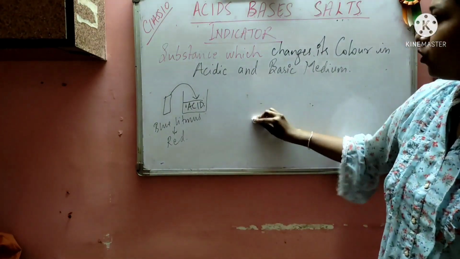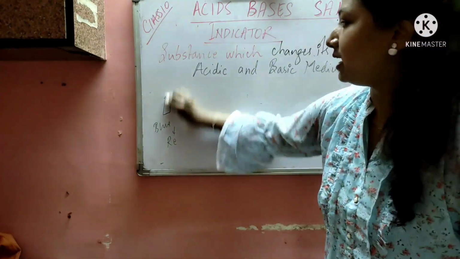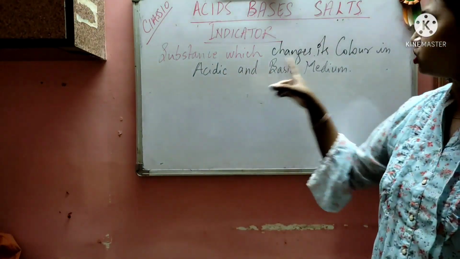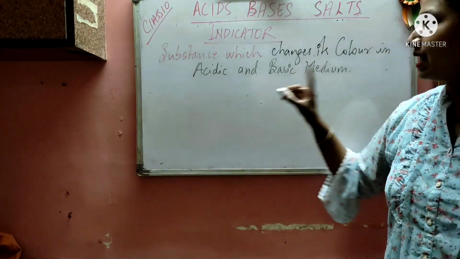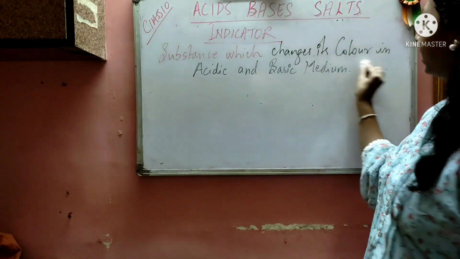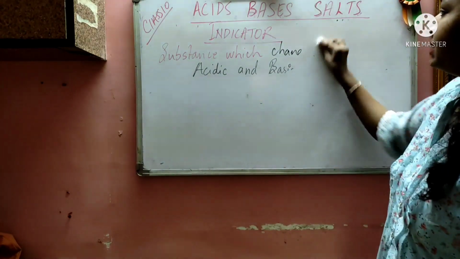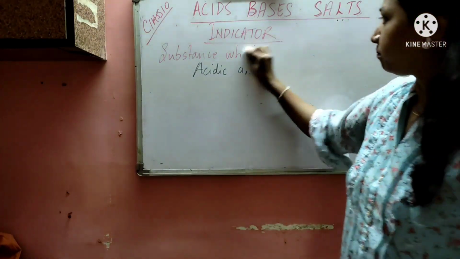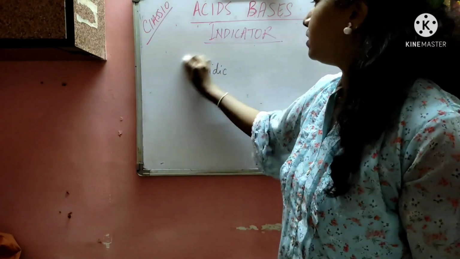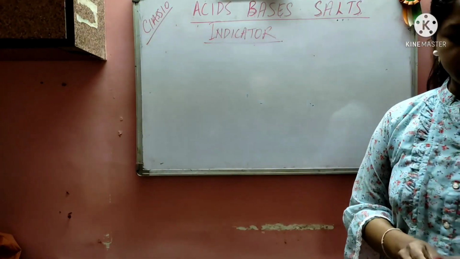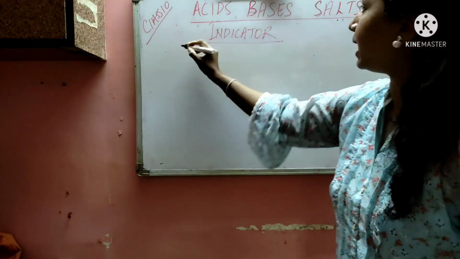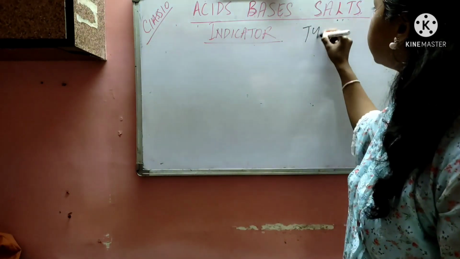So did you get to know what we mean by indicator? An indicator is a substance which changes its color in acidic and basic medium. It indicates. Then there are types of indicators which we are going to see.